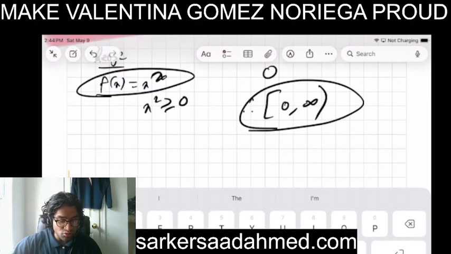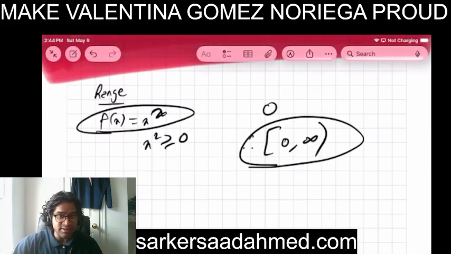If I have x square minus 1, that is also not going to change, because I don't have a restriction here. Even if I have minus 3, or even if I have x minus 1, that's not going to change anything, right?